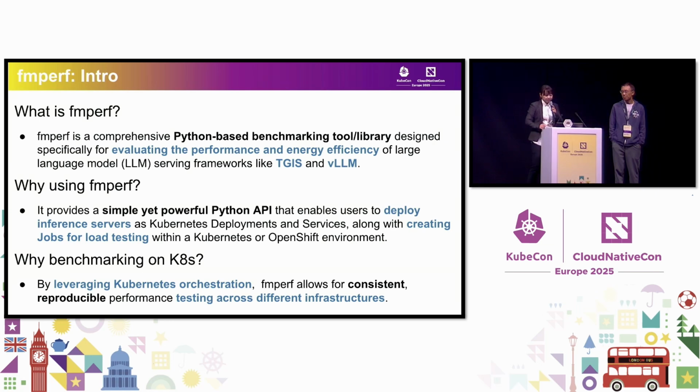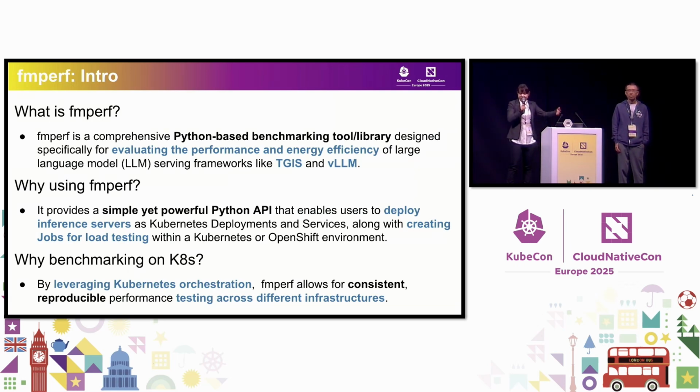And let's go through the details of it. So what is Fmperf, right? It's a Python-based benchmarking tooling library designed specifically for evaluating performance, efficiency, and energy efficiency of large language model or Gen AI serving frameworks, such as the vLLM server, or the TGI server, which is the IBM forked version of the TGI server.